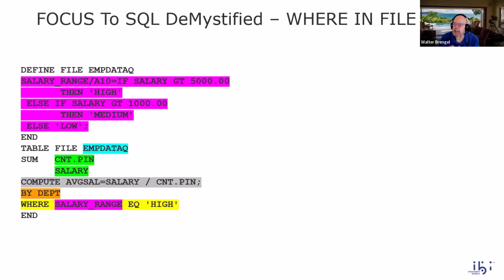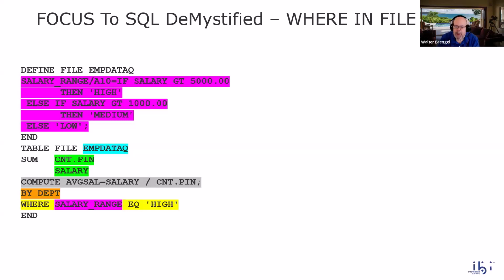All right. So this should be when you do a define, and I'm doing a range here. I'm doing salary range A10. If salary is greater than 50,000, then high. Else, if salary is greater than 1,000, then medium, else low. So it's kind of like a waterfall type of thing.